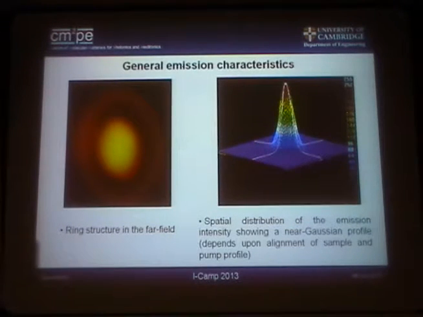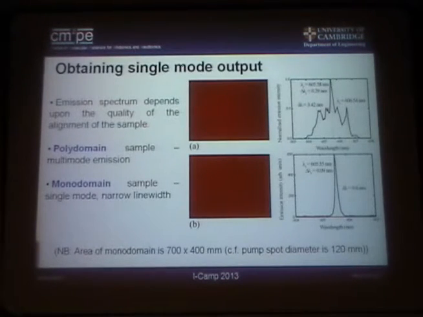So what do we see from the general emission characteristics of these samples? Well, we see this sort of Fraunhofer ring far field structure, and this is understood in terms of the periodic structure. Kopp and Genack did a lot of work on this. Depending on the pump beam and the quality of the sample, this isn't always the case, but as long as you've prepared things very well, then you can get a very nice near Gaussian diffraction limited beam. The quality of the emission spectra you get, whether you get a narrow line width or a broad, rather messy line width, is really dependent also on the quality of the sample that you prepare.